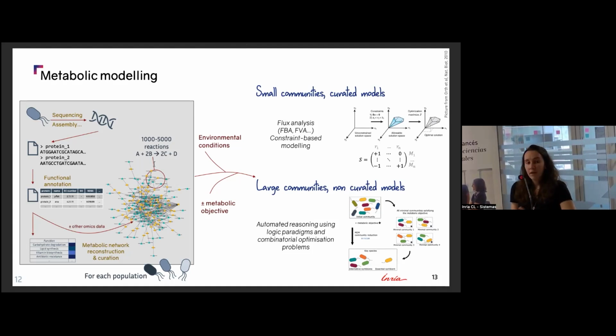And if we work with large communities for which we just work with automatically generated data, we cannot perform curation, then we use simpler models just to reduce the complexity of the data. And we use reasoning approaches. So no longer numerical models, but rather Boolean abstractions, 0 or 1, to describe the activity of functions.